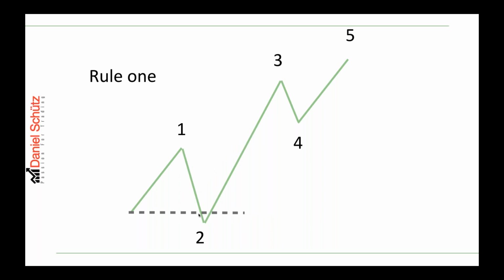What does that mean? So here we have wave 1 and we have wave 2. Wave 2 cannot retrace 100% of wave 1. So if we count wave 1 and we count wave 2, and wave 2 goes below the low of the starting point of wave 1, then we know this is not a valid Elliott wave count. Quite simple as that. That's rule number 1. Wave 2 cannot retrace 100% of wave 1.